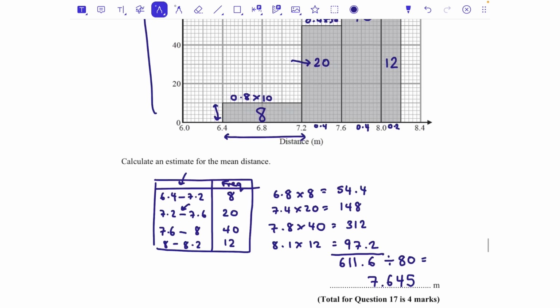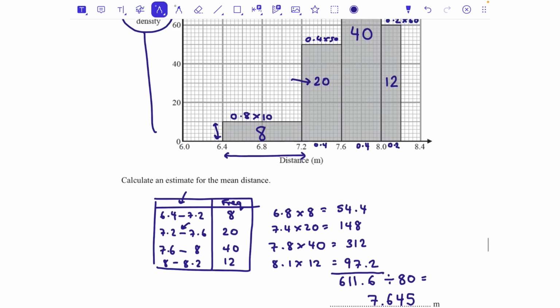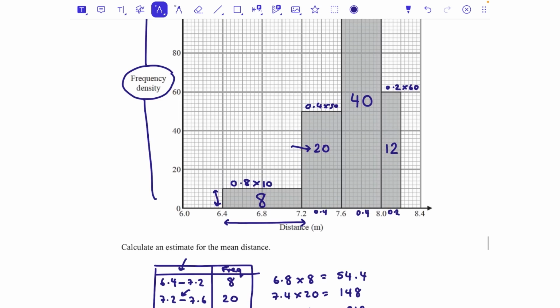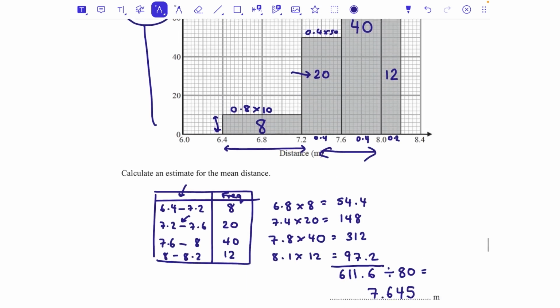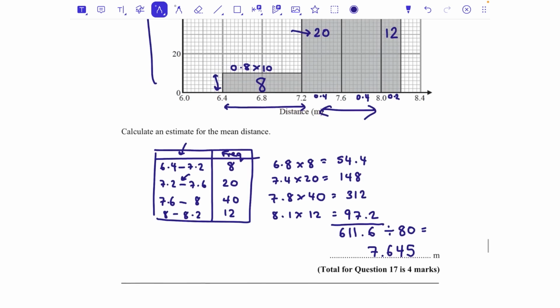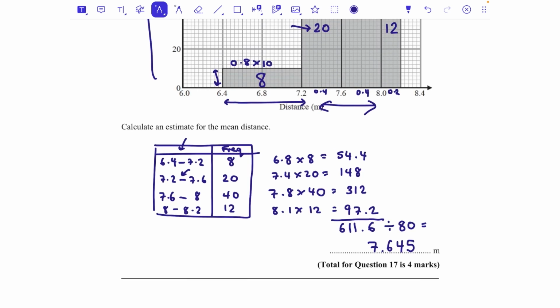Does it make sense? Is it a sensible answer? Yeah, I'm going to say it is. The majority of people jumped up here between 7.2 and 8, and most of them in that category 7.6 to 8. So yeah, I'm happy that that is a sensible average for that question.